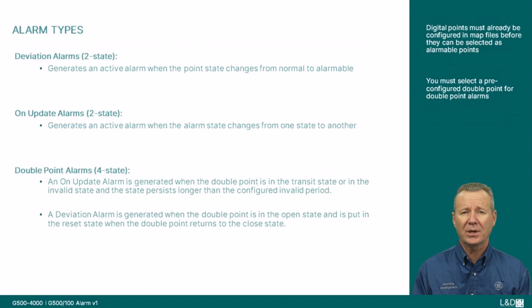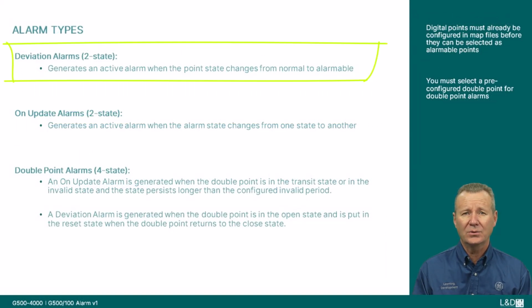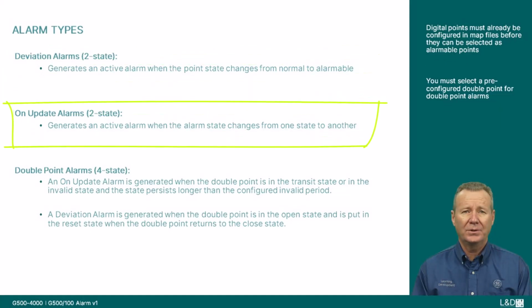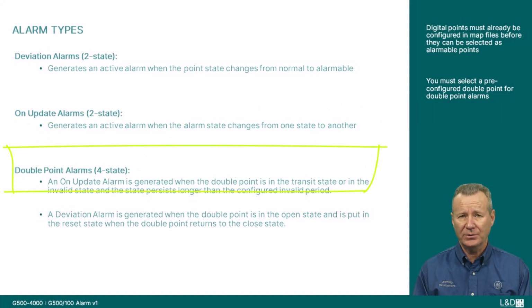The following alarm types can be configured. Two-state deviation alarms, which generate an active alarm when the point state changes from normal to alarmable and archive the alarm only when the point state returns to normal and the alarm is acknowledged. Two-state on-update alarms generate an active alarm when the alarm state changes from one state to another and archive the alarm when the alarm is acknowledged.